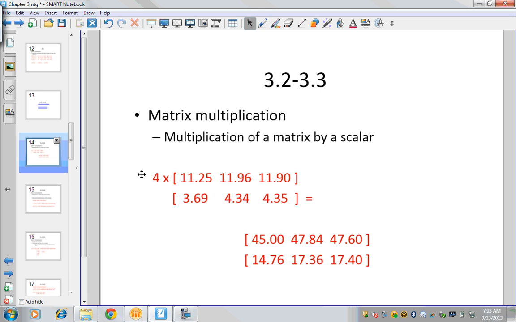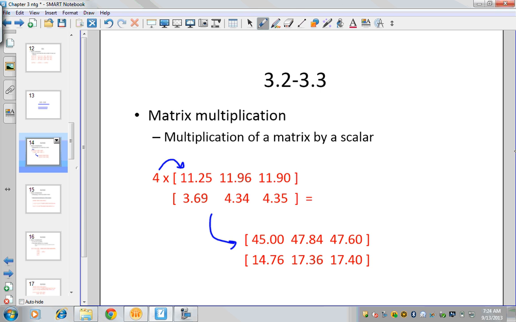I have an example of this right here in red, where you have a matrix, which is a 2 by 3, the 11.25, 11.96, this matrix here, and it's being multiplied by this 4. Very simply, if you're just going to multiply it by a whole number, a scalar, then you multiply the 4 to every single element inside of the matrix to get an answer of this down here.